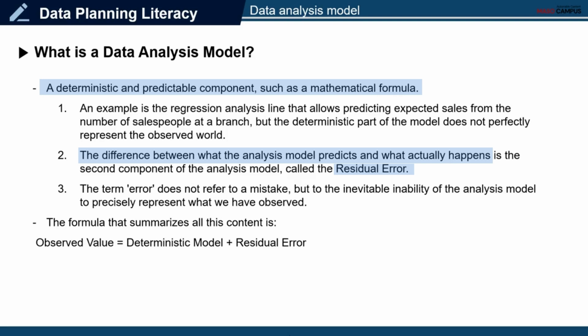In essence, a real-world data analysis model is about observed values, where the deterministic model might be something like y equals a multiplied by x add b. This formula is used to predict the world, but naturally, there will be differences between the actual values and predictions, which constitute the residual error. This error isn't about mistakes, but rather the unavoidable inaccuracy of the model in precisely representing our observations. Hence, we call it a deterministic model. A good analysis model, then, has minimal residual error.